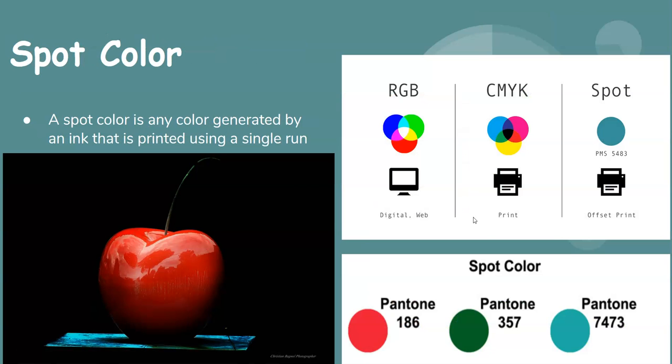And I think lastly here is spot color. Spot color is any color generated by an ink that is printed using a single run. It's pretty much a solid color. It's not a mixture of colors. It's just using the one color. Right here, here's RGB, CMYK for print, and then offset print, spot. See, it's one solid color. Same with here: red, green, and turquoise. Here's an example of using spot here. It's a pretty good example, just solid red, pretty much.